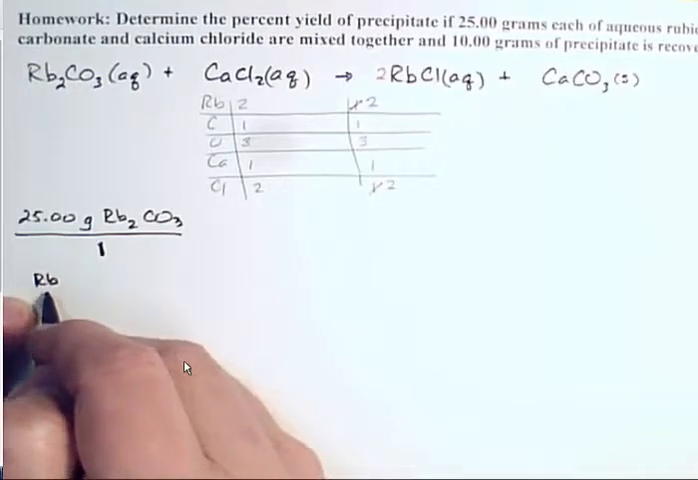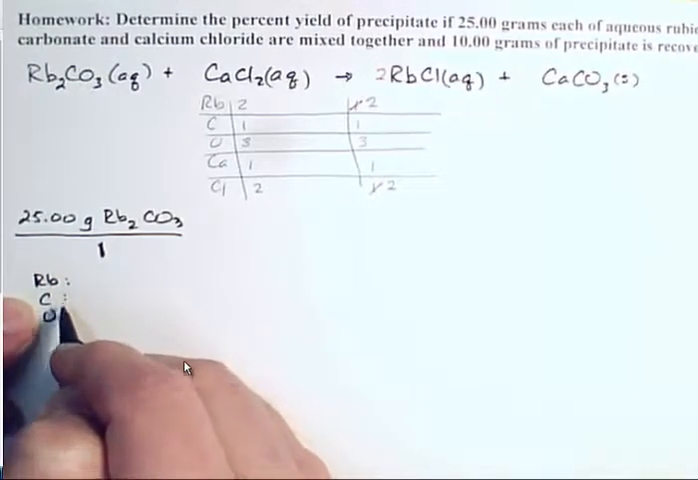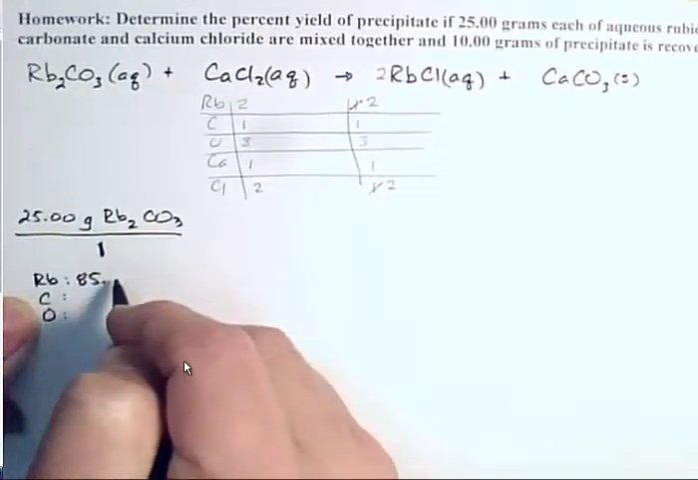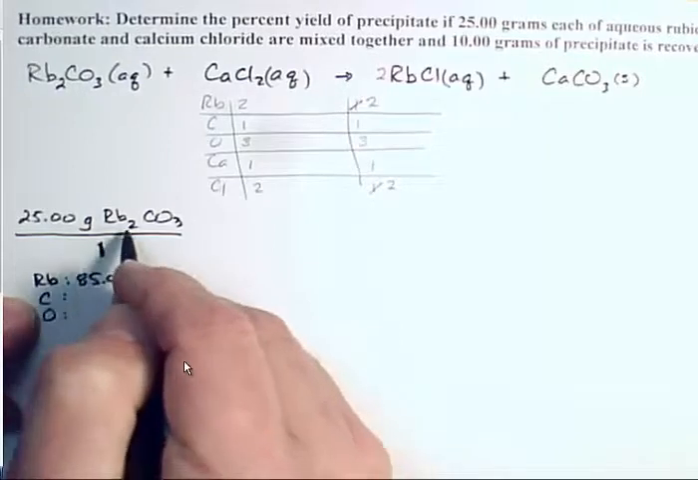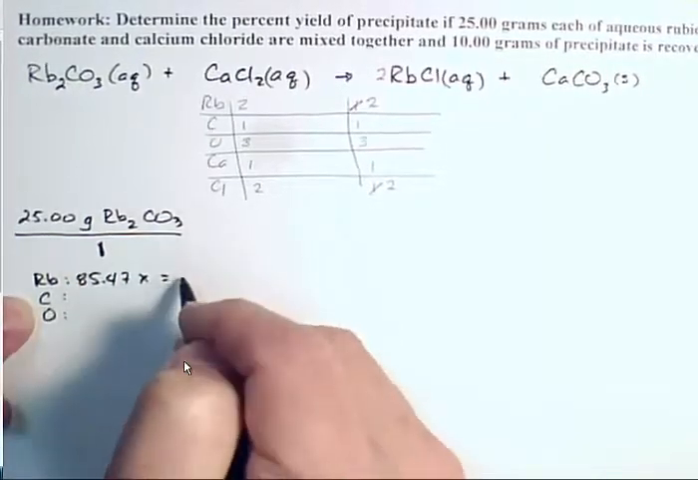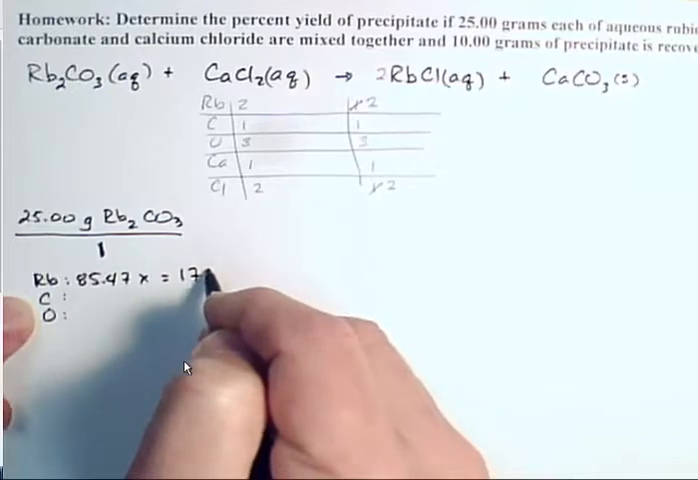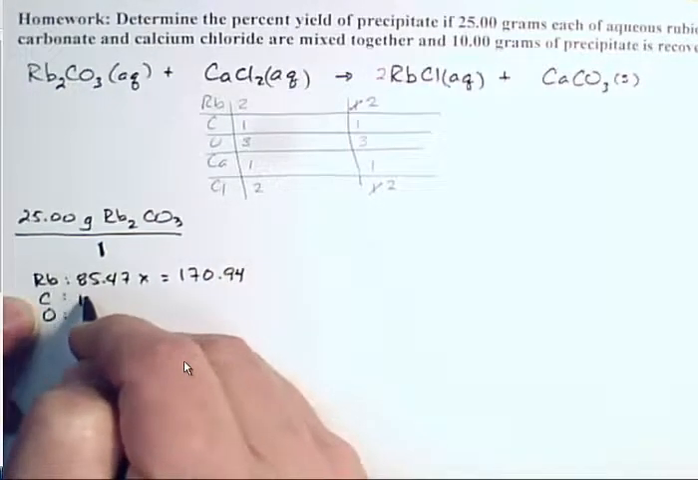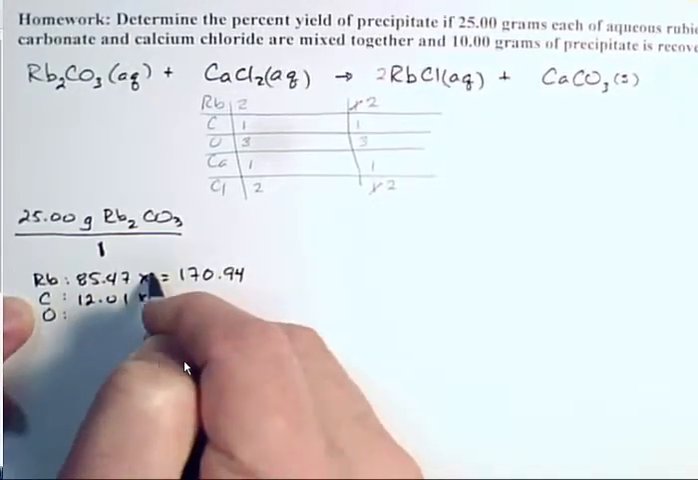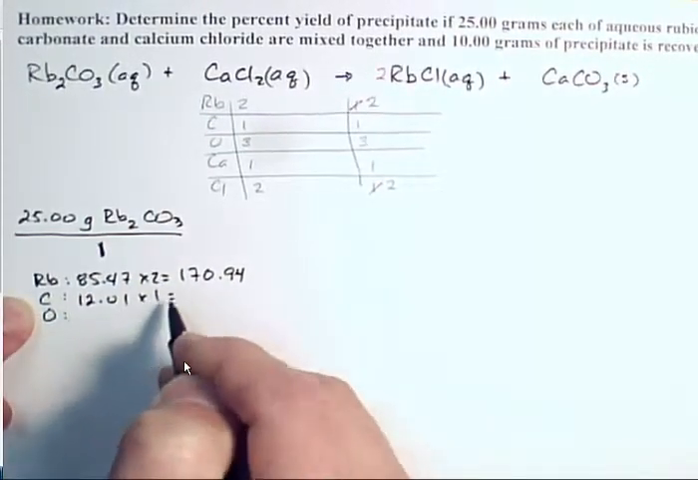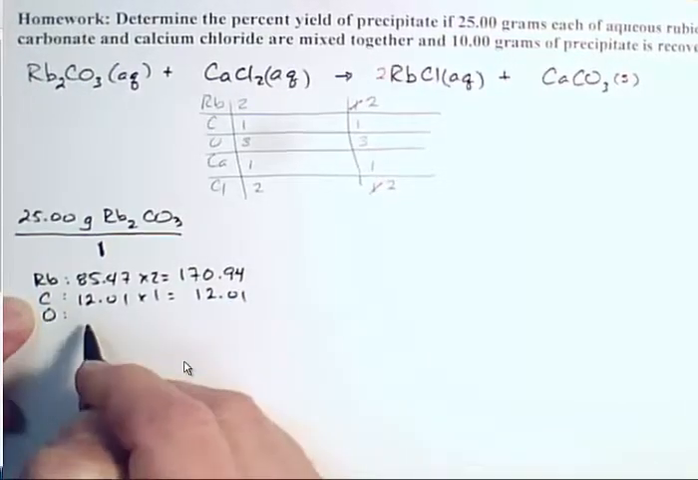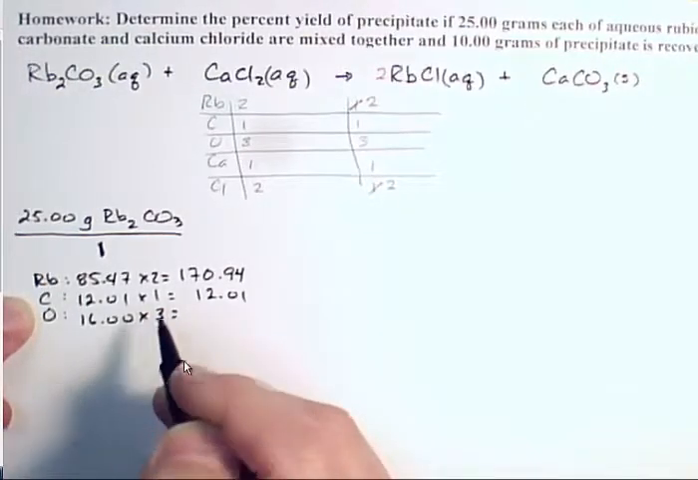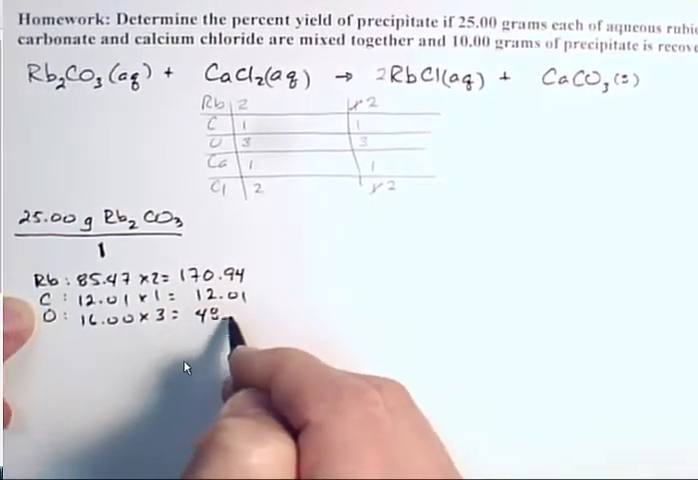Rubidium, carbon, oxygen. The atomic mass of rubidium, you look it up on the periodic table, you find out it's 85.47, and we have 2 of those. And we multiply those 2 together, we get a sum of 170.94. And carbon's atomic mass is 12.01. And I have 1 of those in the formula, so that's 12.01. And oxygen is 16.00. And I have 3 of those. And you multiply that times 3, you get a sum of 48.00.